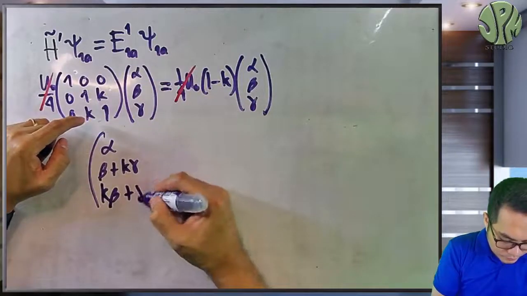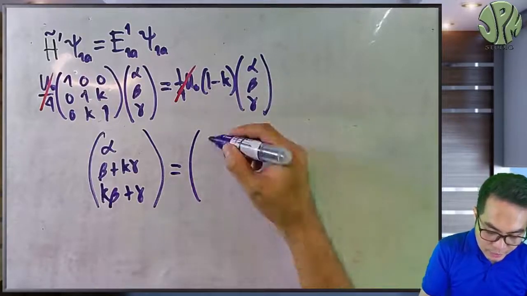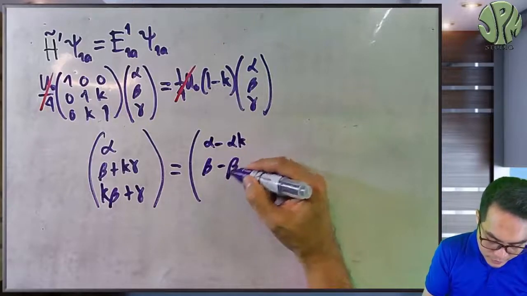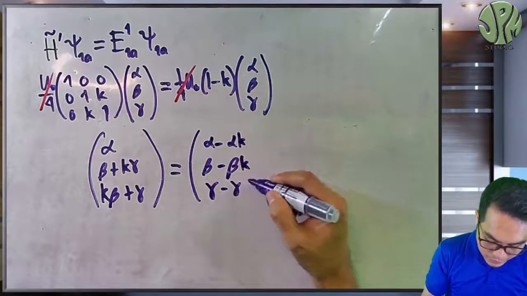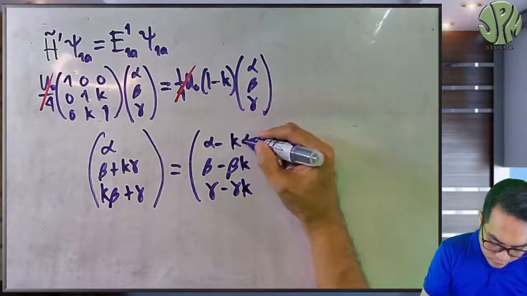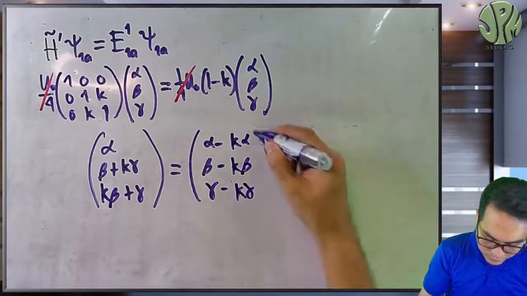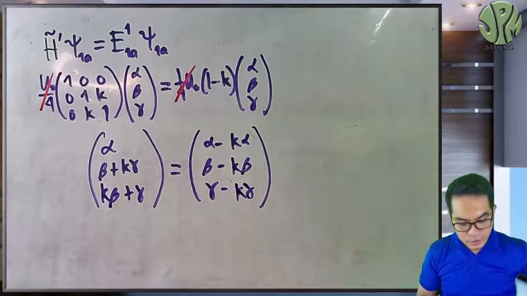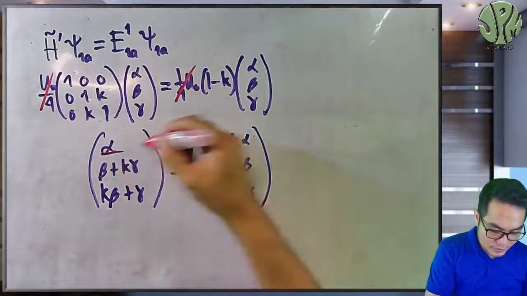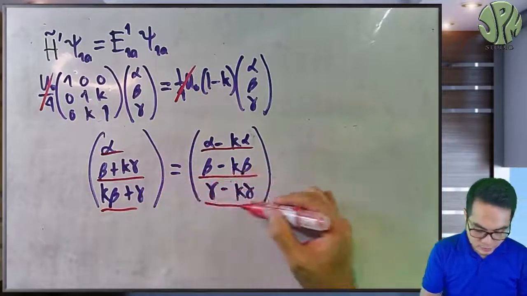plus gamma. And this should be equal to 1 minus k times alpha, that will give you alpha minus alpha k. This is beta minus beta k, and this is gamma minus gamma k, or k gamma. K alpha, K beta, K gamma. Okay. So this means that alpha is equal to alpha minus K alpha, and this one must be equal to this one, and this one must be equal to this one.